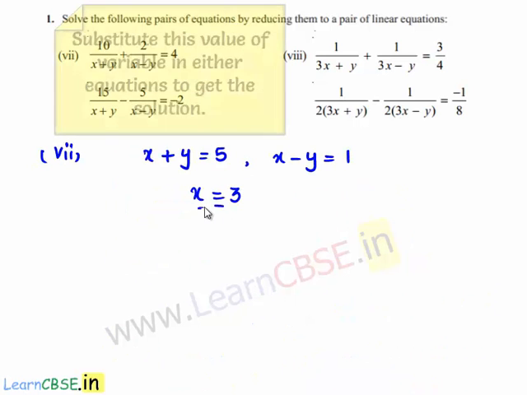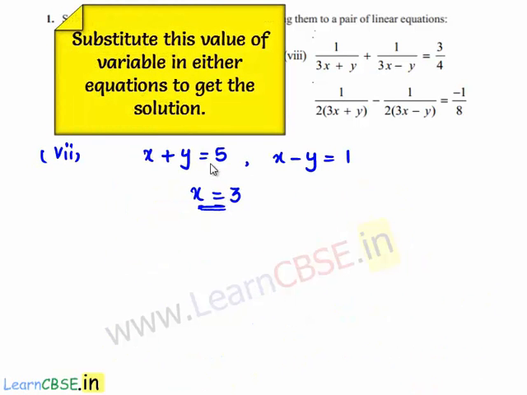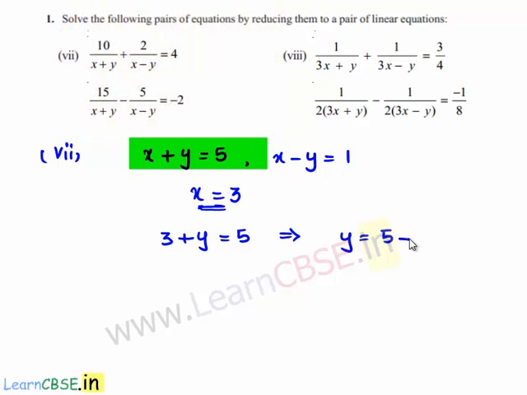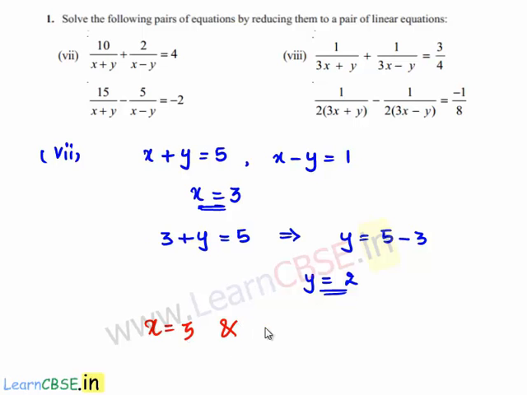Now substitute the value of x, which is 3, in equation number 4. So we get 3 plus y is equal to 5. That implies y is equal to 5 minus 3. Therefore y is equal to 2. So the required solutions for the given pair of linear equations are x is equal to 3 and y is equal to 2.